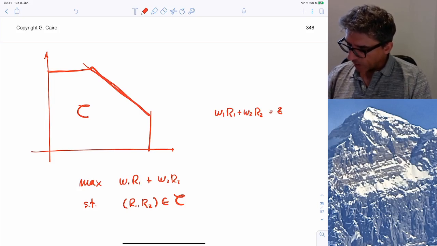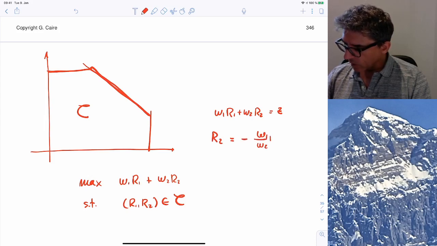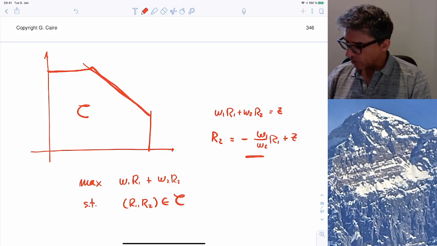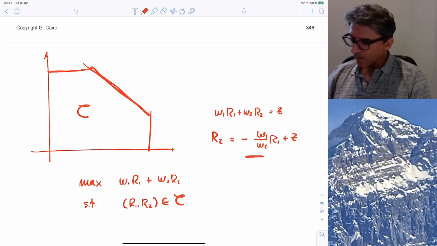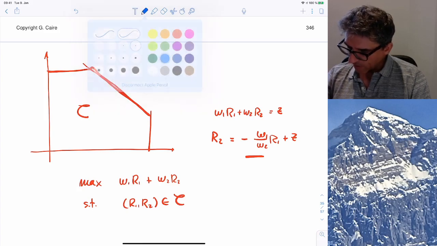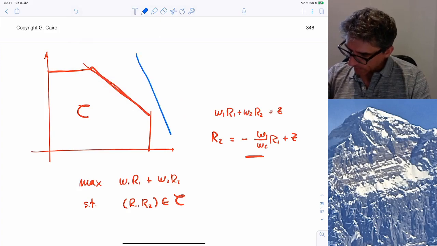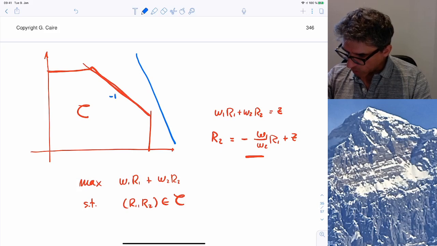So what happens if, let's write this line in a slightly different way. Let's write it as R2 equal to minus W1 over W2 times R1 plus Z. So you see that this is a line with slope minus the ratio of the weights. So what happens if W1 is larger than W2? This line will have a slope more negative than -1, so a slope that looks like this. This is slope -1.